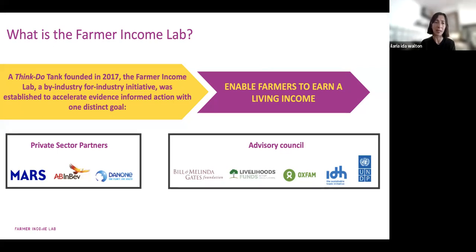We purposefully kept it small because we wanted really to learn and experiment and move quickly. We've got a fabulous advisory council with the Livelihoods Fund, Oxfam, IDH, the Gates Foundation, and UNDP. The advisory council really supports the Farmer Income Lab leadership team in making decisions around our research agenda, and really generally gives advice on specific areas, for instance, our Lighthouse programs, which I will tell you a little bit more about in a minute. If we could move to the next slide, please.